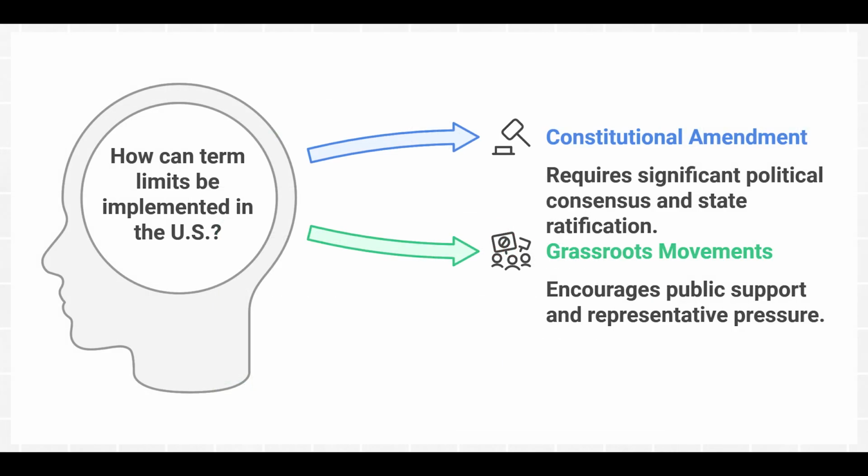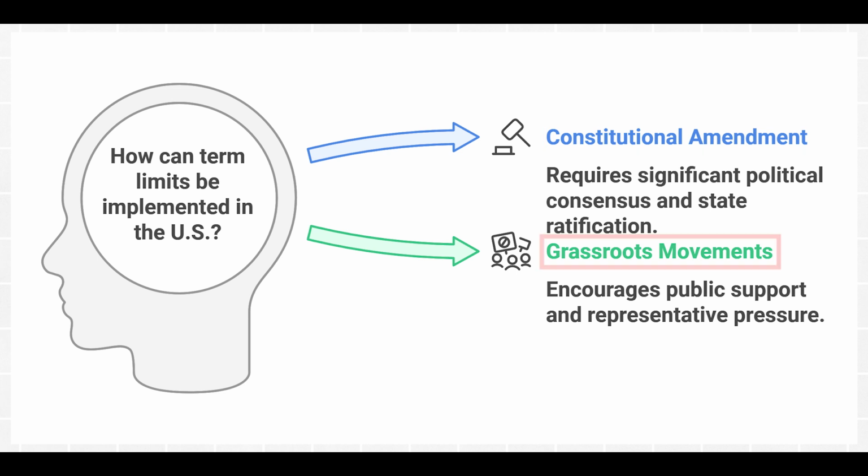If term limits are so popular, how could they actually be implemented? There are 2 main paths for this. Number 1, a constitutional amendment. This would require a 2/3 majority vote in both the House and Senate, followed by ratification from 3/4 of the states. It's a daunting task, but not impossible.